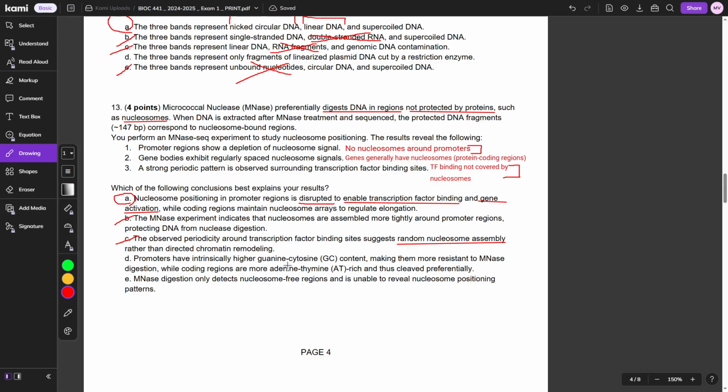Promoters have intrinsically high GC content. Okay. First of all, where on earth did it talk about GC content or AT content anywhere in the question? This is out of scope. It's not discussed here, so I would say D is not the right answer. And then, MNase digestion only detects nucleosome-free regions and is unable to reveal nucleosome positioning. Well, this is just not true. If you can digest regions that are free of nucleosomes, then the areas that you didn't digest are going to be the ones that have the nucleosomes. So this is just not true. So in that case, A is going to be our best answer here, and it also follows the data very well. So A is the right answer here.